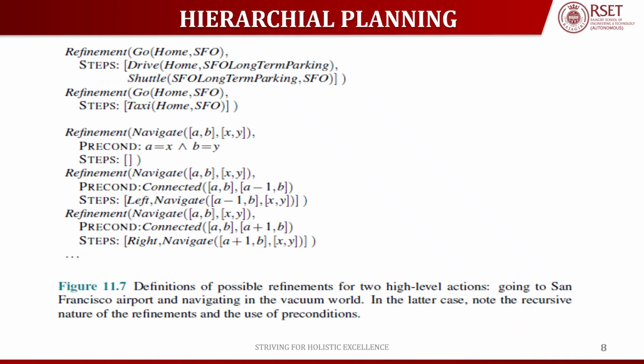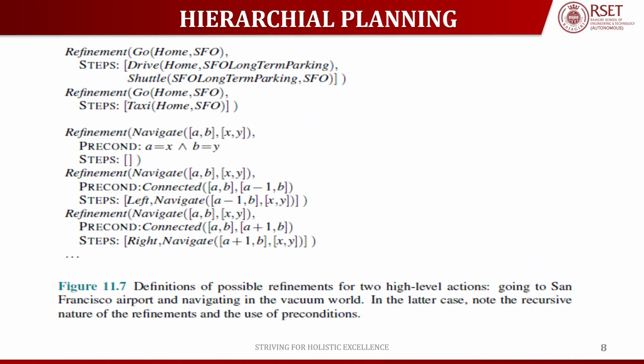And after that, the next recursive refinement is again a navigation rule. That is, if 2 locations are connected, you move 1 step left or to the right and then recursively navigate again. So that is what is written in the fourth and fifth refinement. So this model suggests that you take a step, then take another step and another step until you reach your final destination.